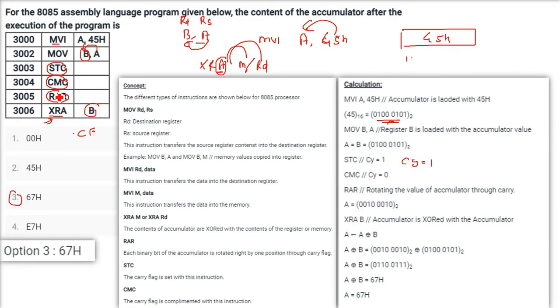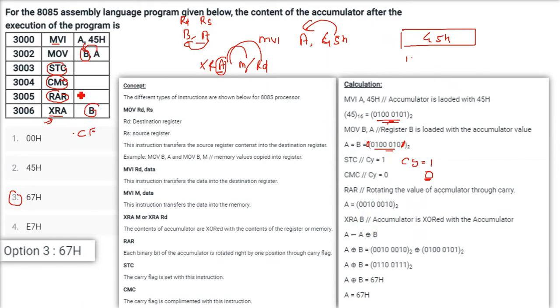Now what will STC do? Carry will be 1. CMC will complement it. So carry was 1, it will become 0. And then what will RAR do? See, it rotates the value of the accumulator through carry. So you just have to look at A or B and see that we have just shifted it by 1. That is, if you remove the 1 from the right-hand side and add a 0 at the back, it will be the same. So through the carry, we have to use 0. Okay, we are shifting it. So remove 1 and add a 0 here. This is what shifting means.